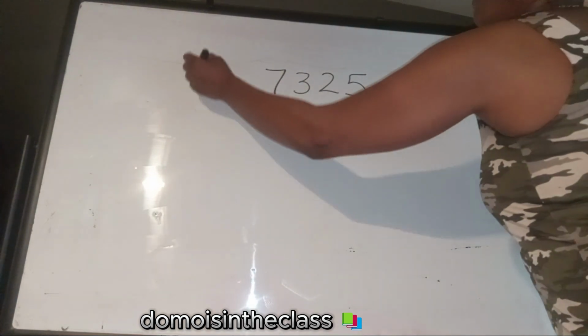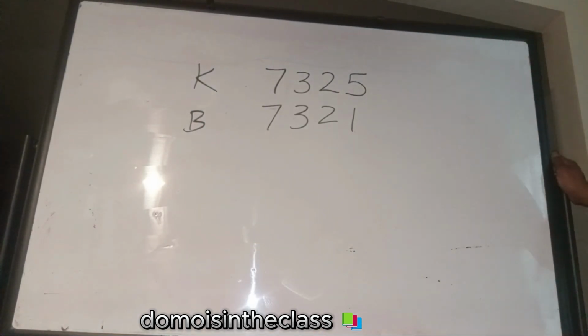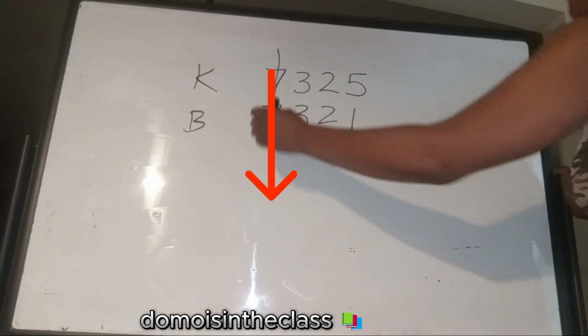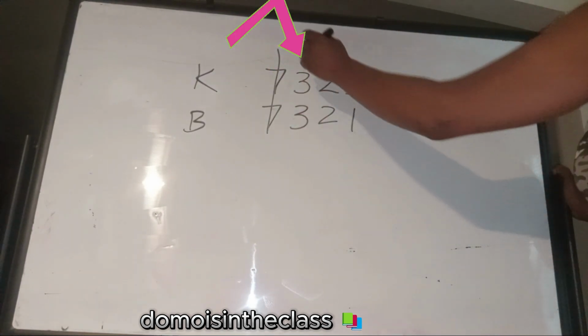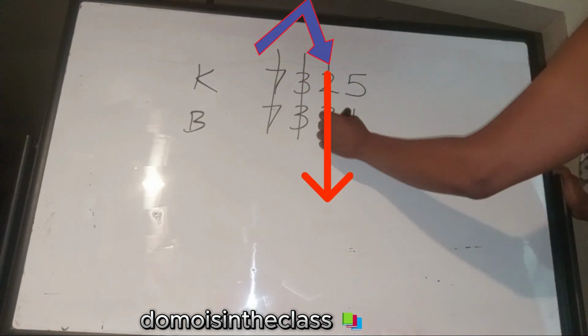And we're just going to put a K on the side for Kamal and a B on the side for Benito. And we're going to do the same thing. So we look at our first number, and they're both what? 7s. So we run a line right through it. And the second number is both 3s. Both 3s, we run a line right through it. Next number is both 2s. Both 2s, run a line right through it.